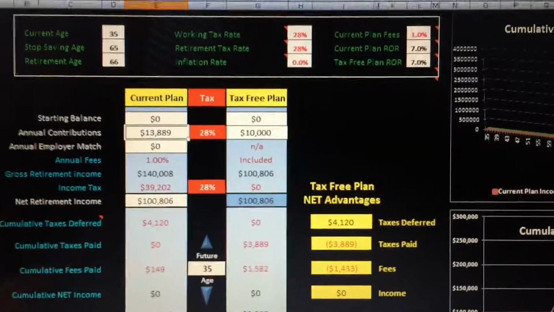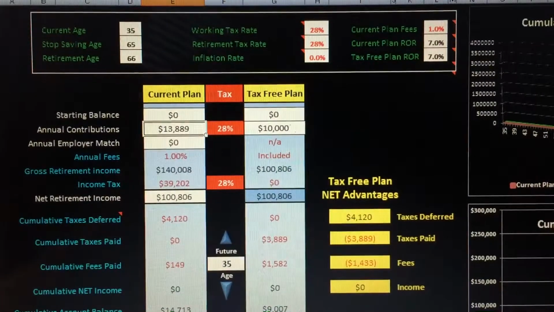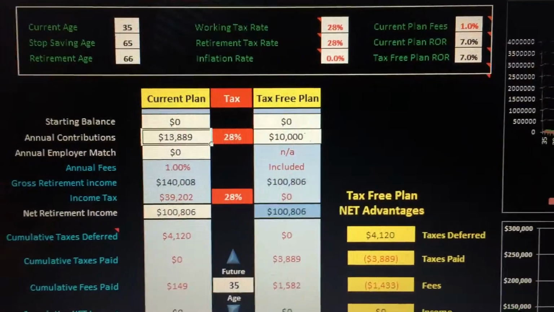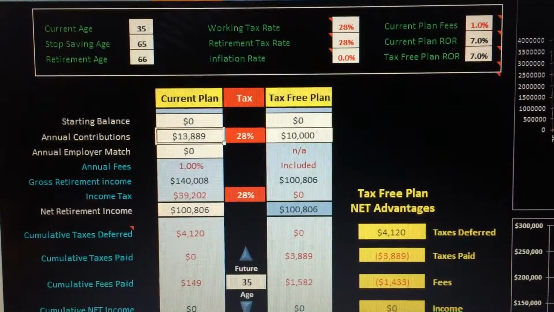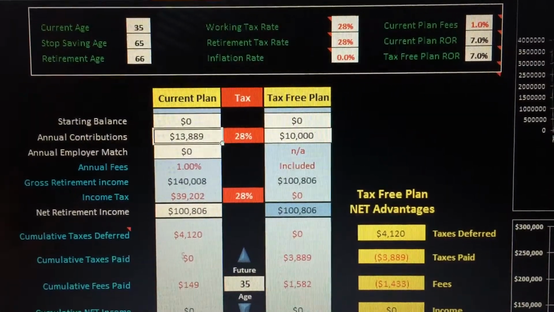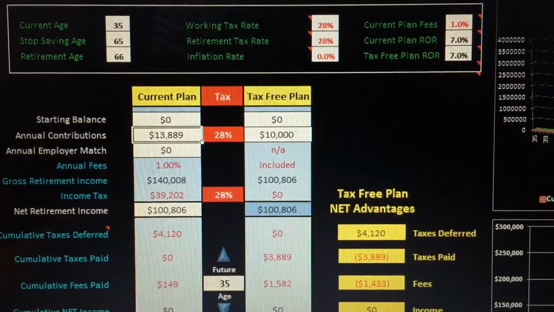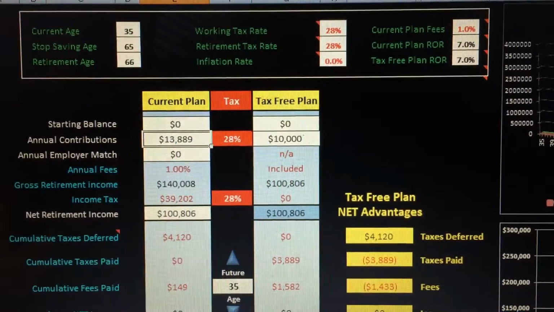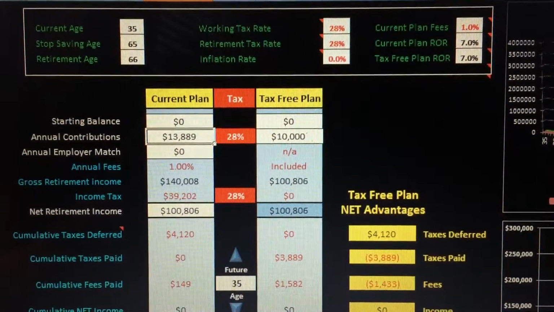What we're going to do today is show you a real life working example of a side-by-side comparison between an Index Universal Life plan compared to a traditional retirement plan such as a 401k or IRA. Now this is a program that I have access to that I would be super glad to run the numbers for you as it relates to your current situation.